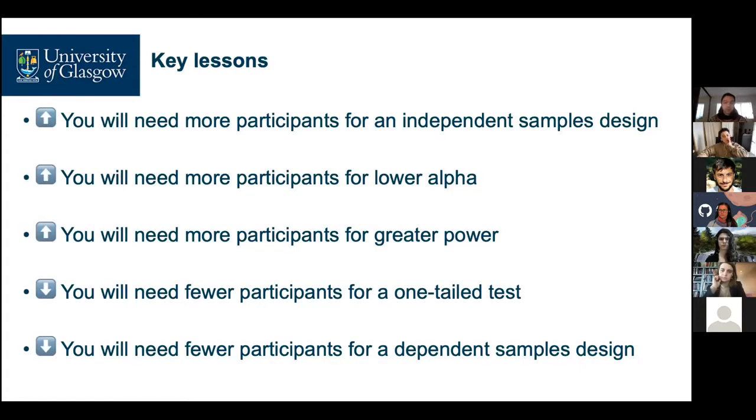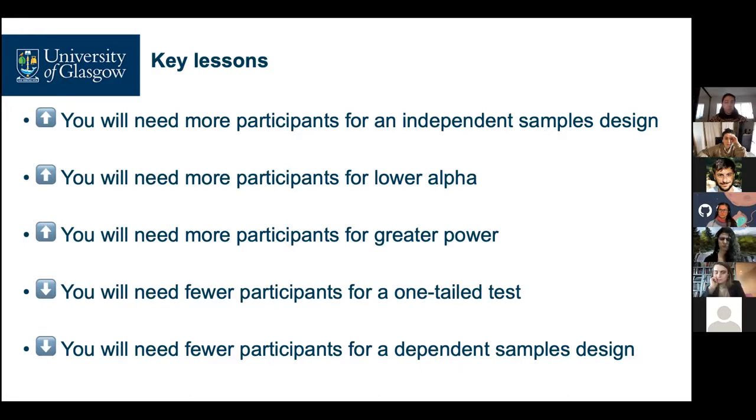So to summarize the key lessons from this part, holding everything else constant, if you have an independent samples design, so 2 or more groups, you need more participants to design an informative experiment. If you want to lower alpha, so if you want to make fewer type 1 errors, you will need more participants. If you want greater power, you want fewer type 2 errors, you will need more participants.